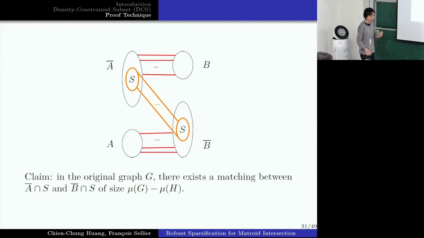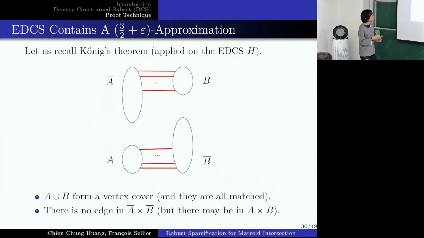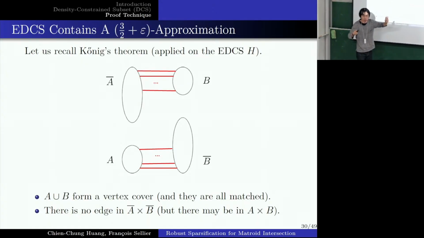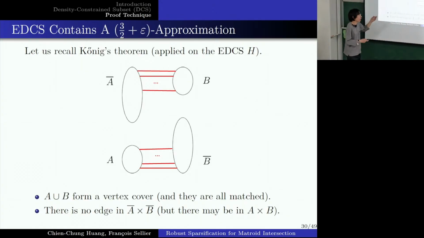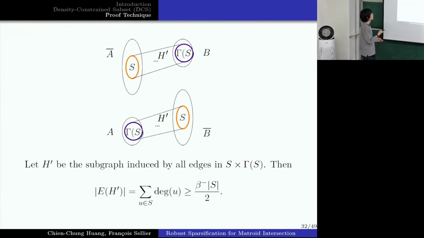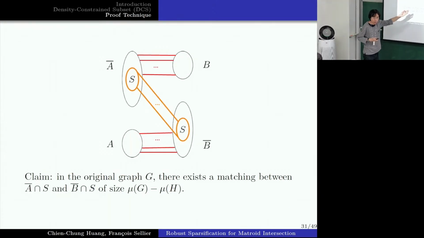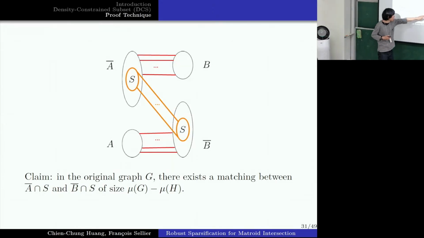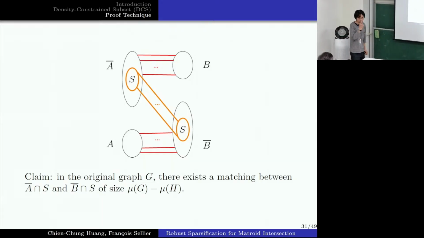So I think we applied Kőnig's theorem to which graph? To H, to the sparse thing. Yes, this is the sparsified graph. But now I'm talking about, in the sparsified graph, there is no edges from here to here. But I'm saying that if you look at the original graph G, there should exist a matching from A bar to B bar. And the size of this matching between S should be exactly the difference between G and H in terms of the matching size.